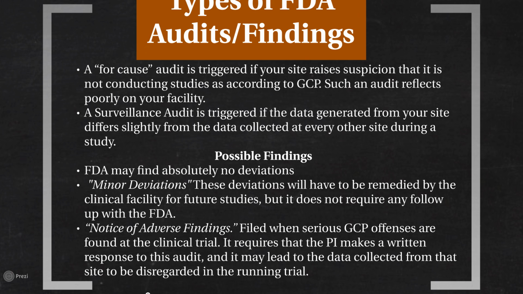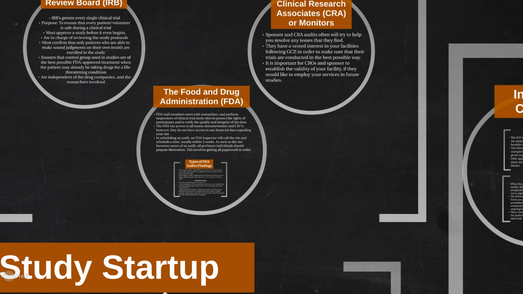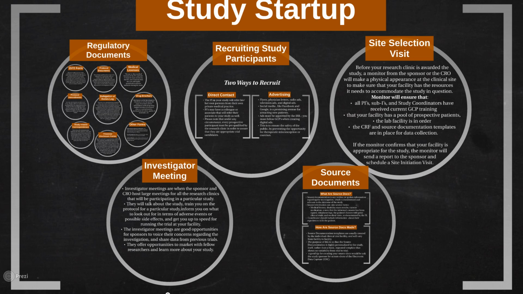They may find minor deviations, which is often the case. Or a notice of adverse findings, otherwise known as a 483. Those are generally bad. Then you have the CROs. Sponsor and CRO audits will often try to help you resolve any issues they find. So they can audit you as well. And of course they can, because they're paying for it.